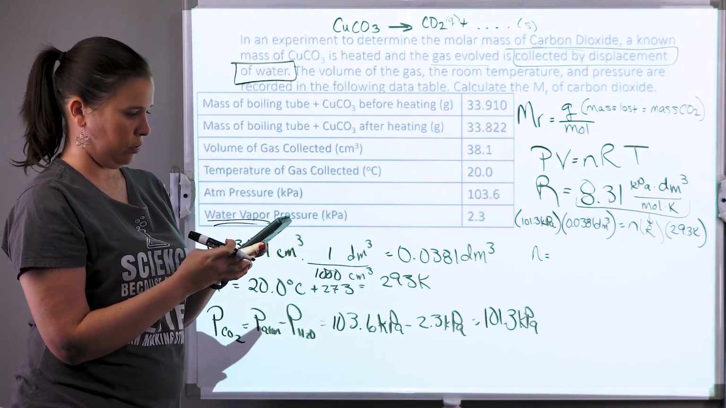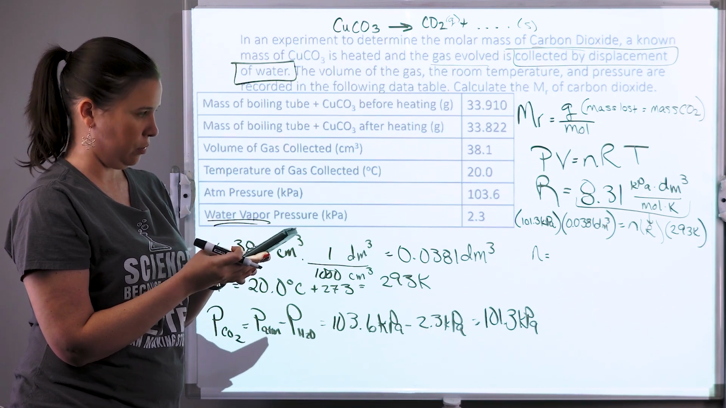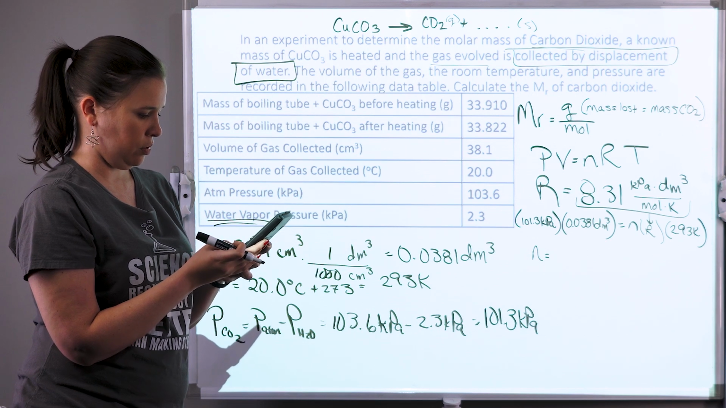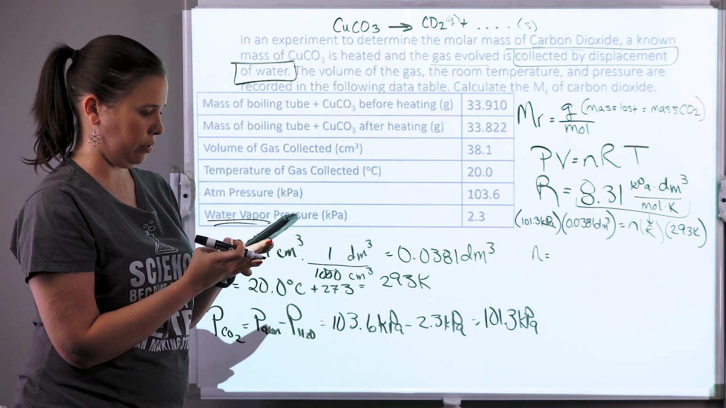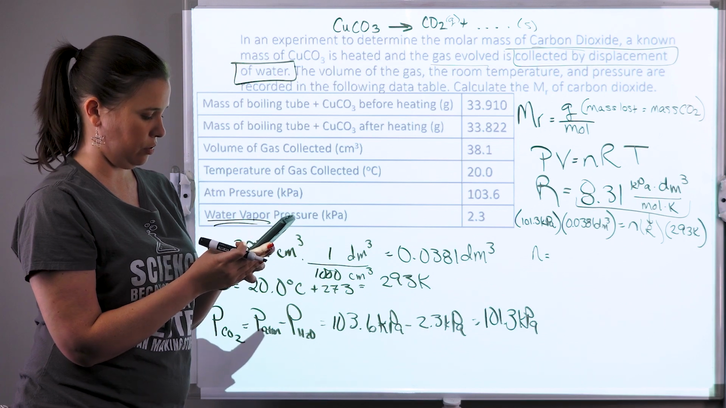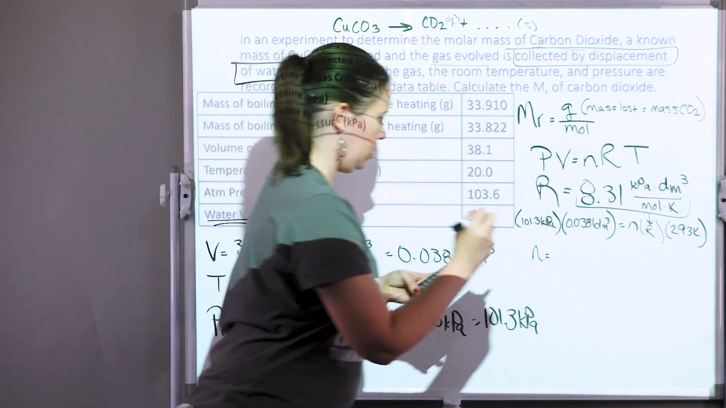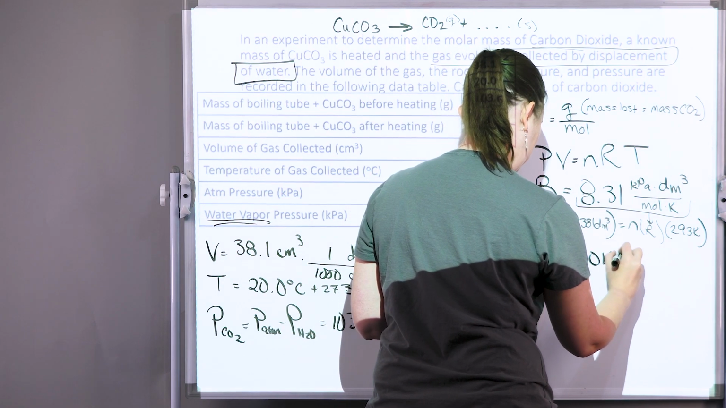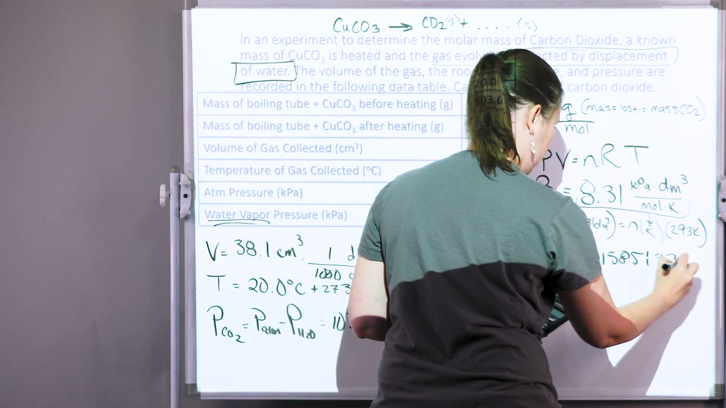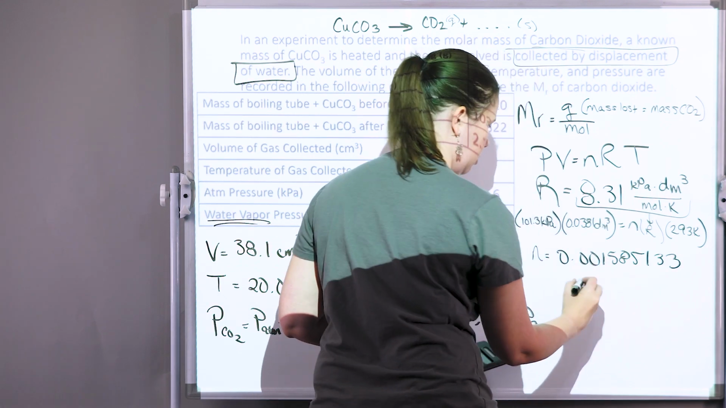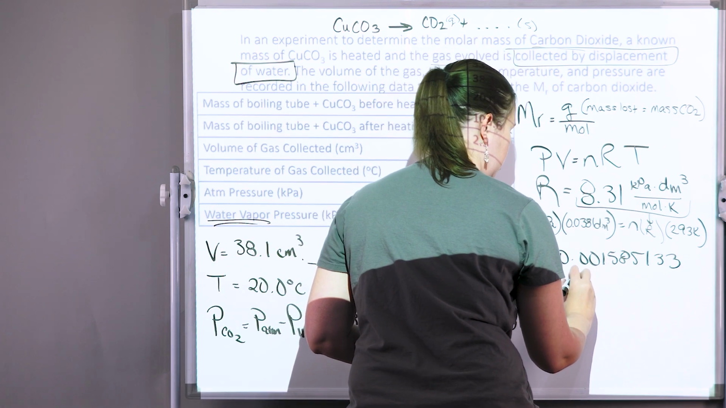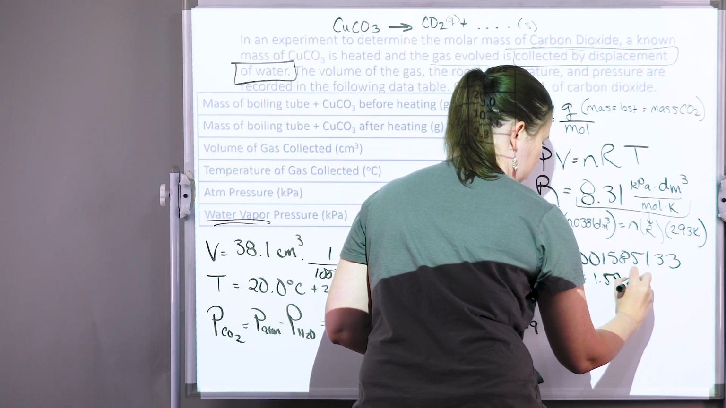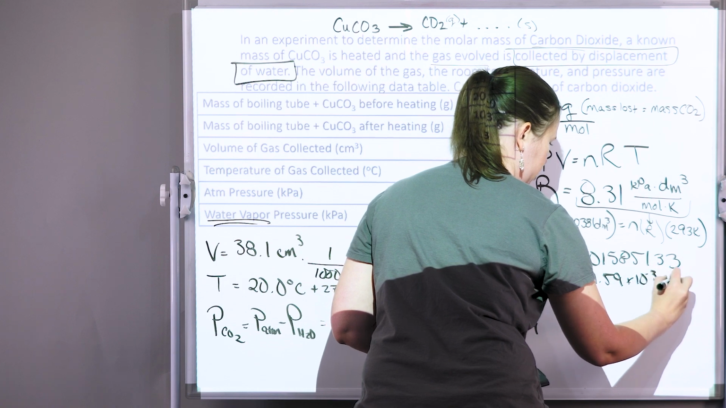So 101.3 times 0.0381 divided by 8.31, enter, divided by 293, enter. And I get 0.001585133. Now let's do scientific notation and 3 significant figures. So 1.59 times 10 to the negative third moles.